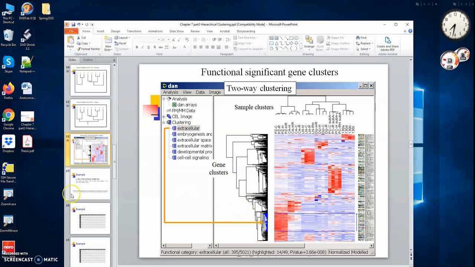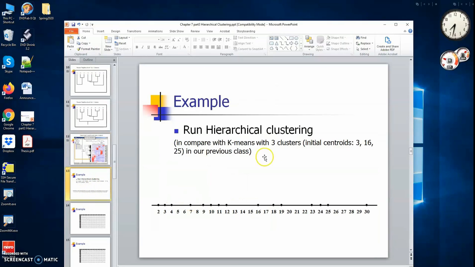The next thing I want you to do is bring out a pen and paper. This is the example that we did in k-means clustering. In our k-means clustering class, we grouped this data, there are actually 15 data points over there, into 3 clusters with initial centroids of 3, 16, and 25.